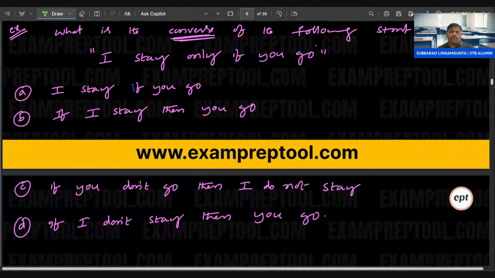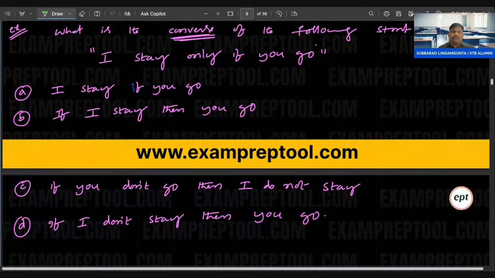This is the first problem, can you try this? What is the converse of the following statement? I stay only if you go. Can you try this?